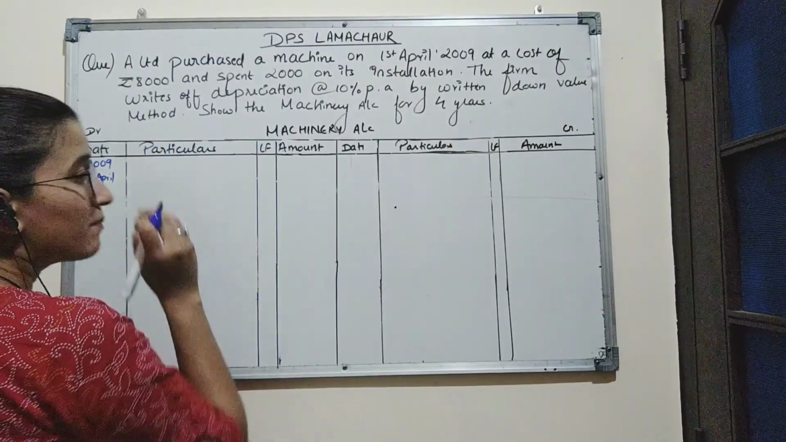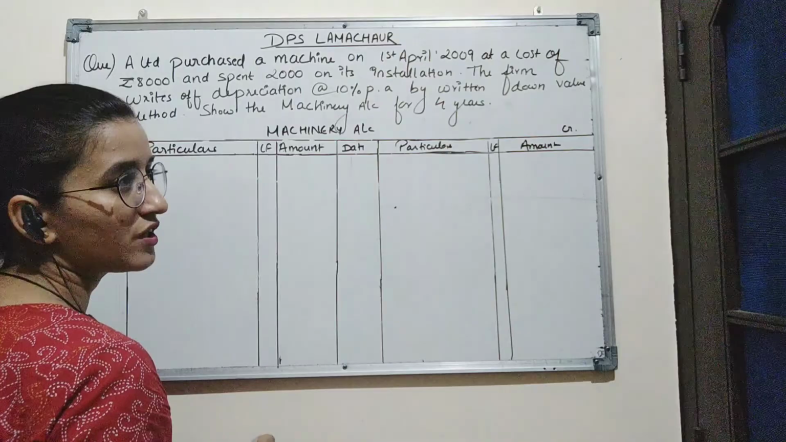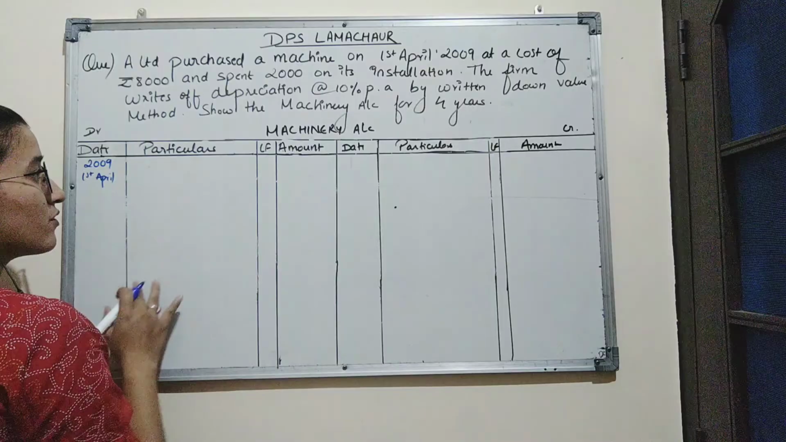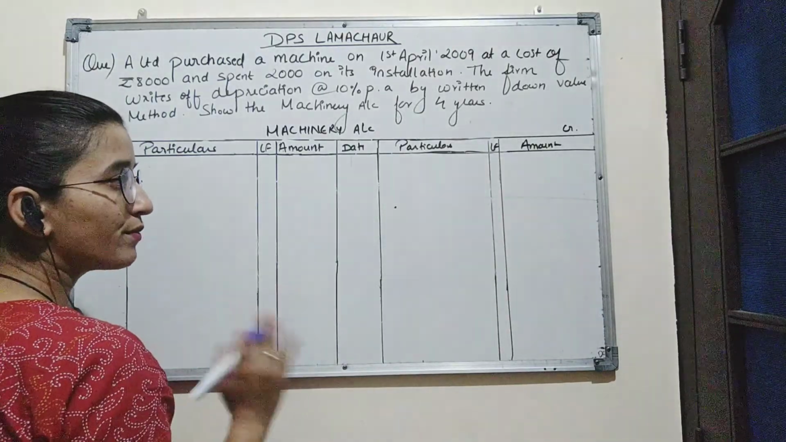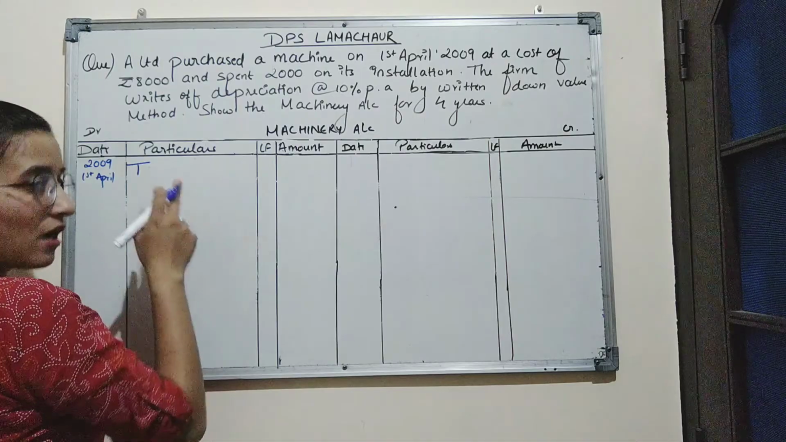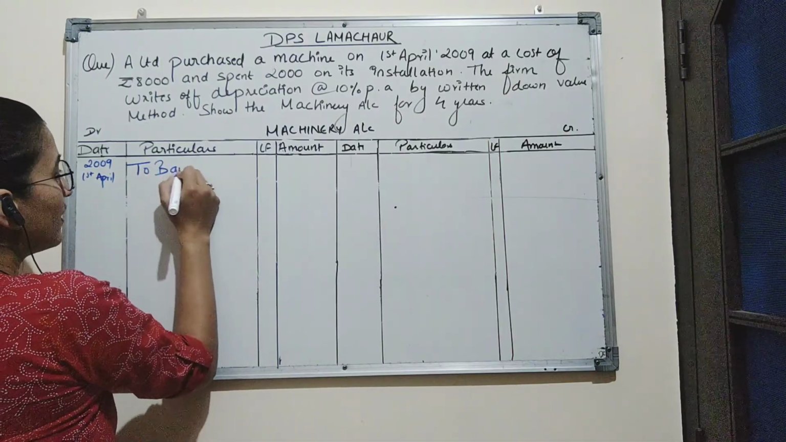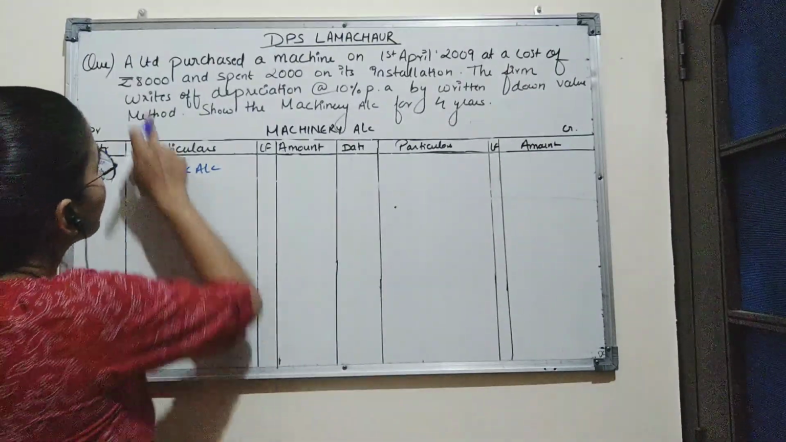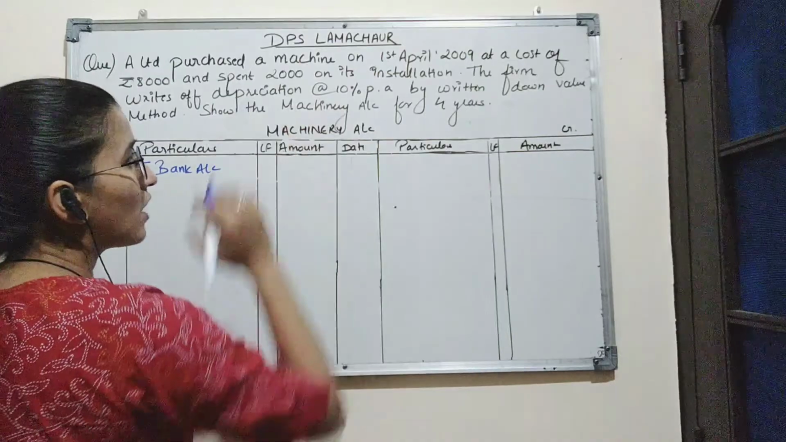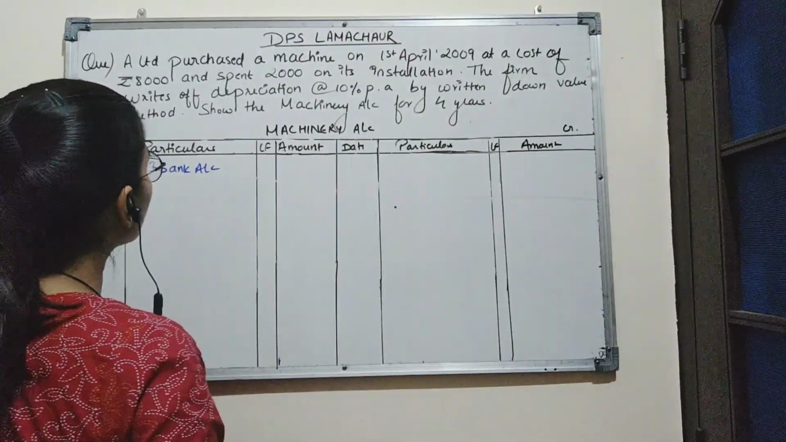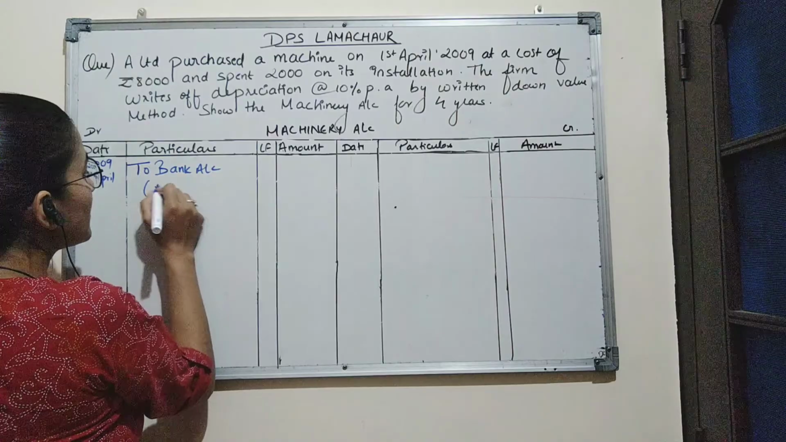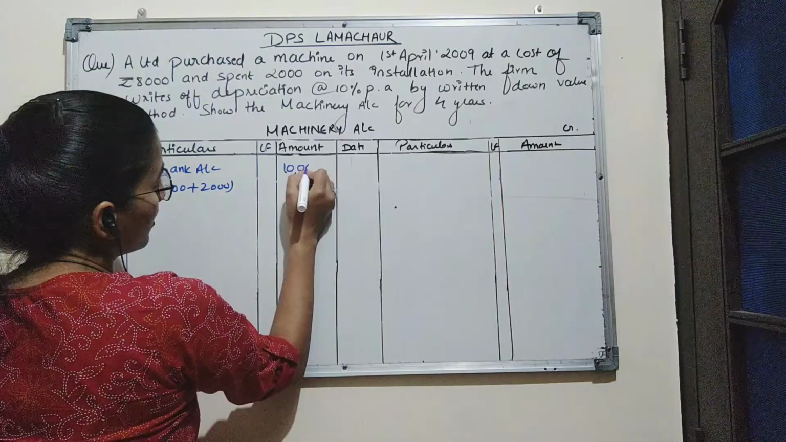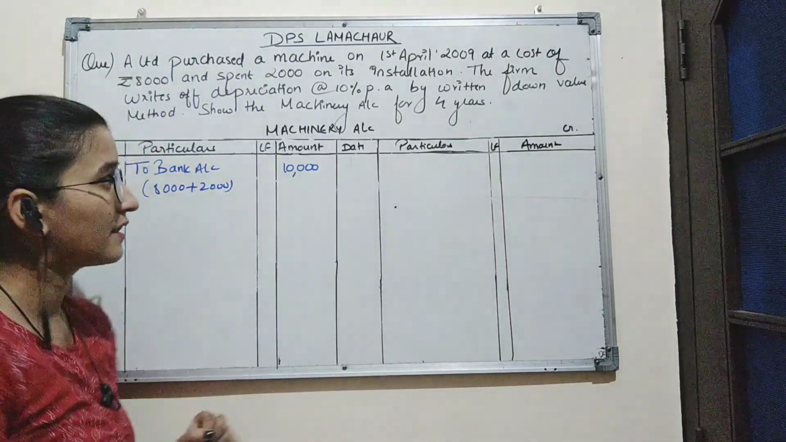When the machinery is purchased, the entry is machinery account debit to bank account. While posting the entry into the ledger account, we will write it in the opposite direction. So the bank account was credited, here the bank account will be debited. The actual cost of machinery will be 8,000 as the cost of machinery and 2,000 as the installation charges. So the total cost of machinery will be 8,000 plus 2,000, which is 10,000. So the cost of machinery is 10,000.